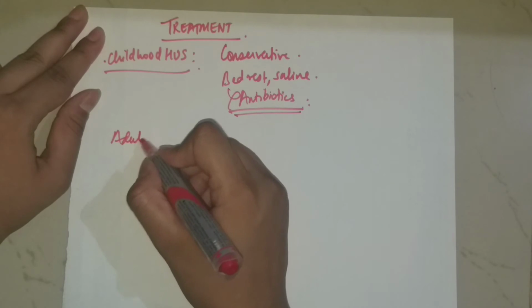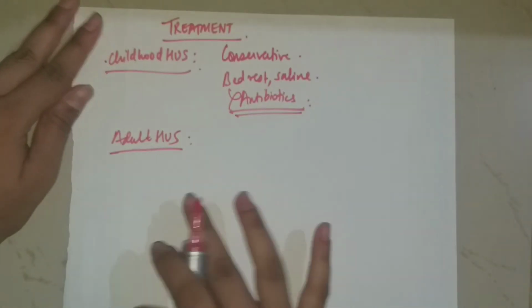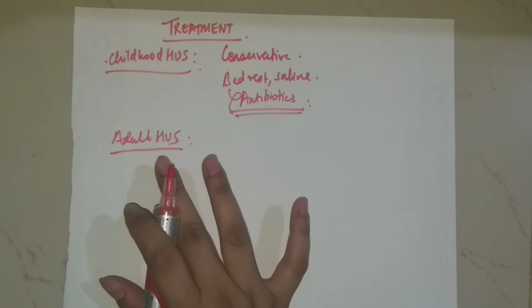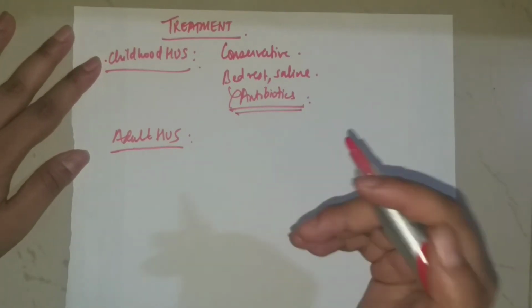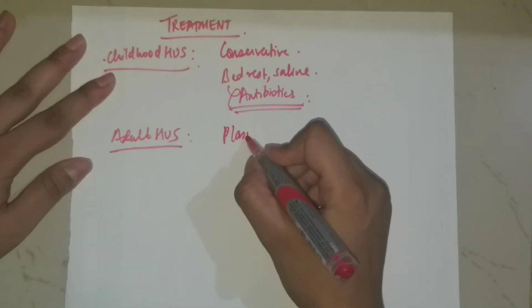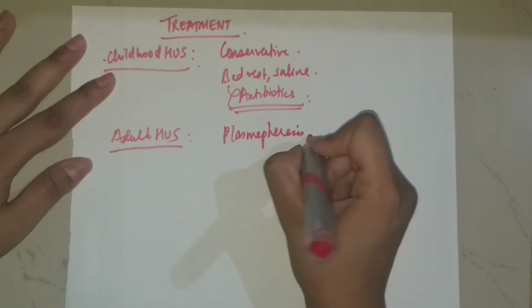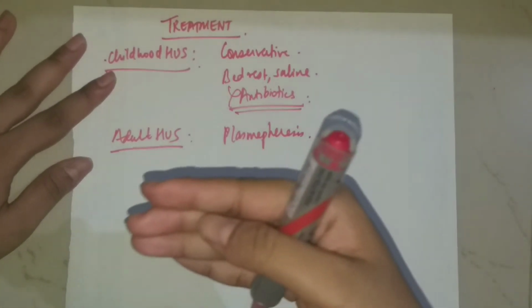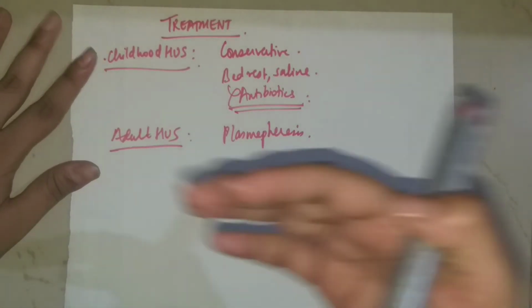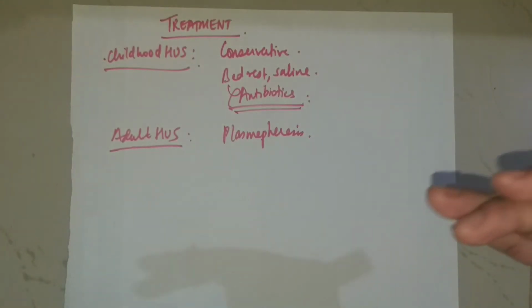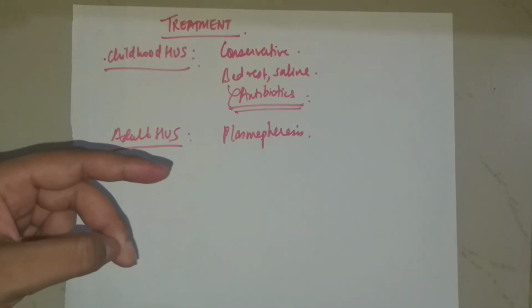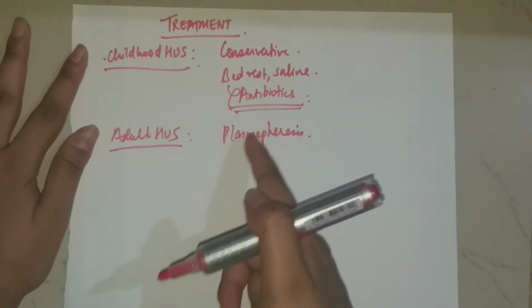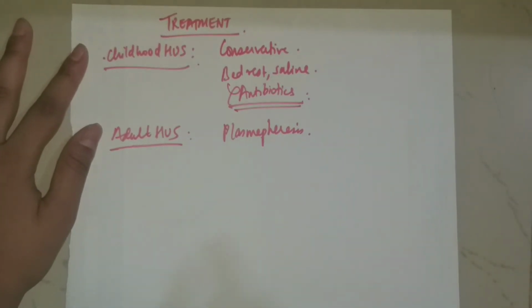For adult HUS, since in adults there is a deficiency in the complement regulators, that is a genetic defect, so mainly what is done is plasmapheresis. Here the plasma, the liquid component of the blood, is extracted out, and it is treated, and it is sent back to the body. So in this case, of course, the complement regulators are added to the plasma.